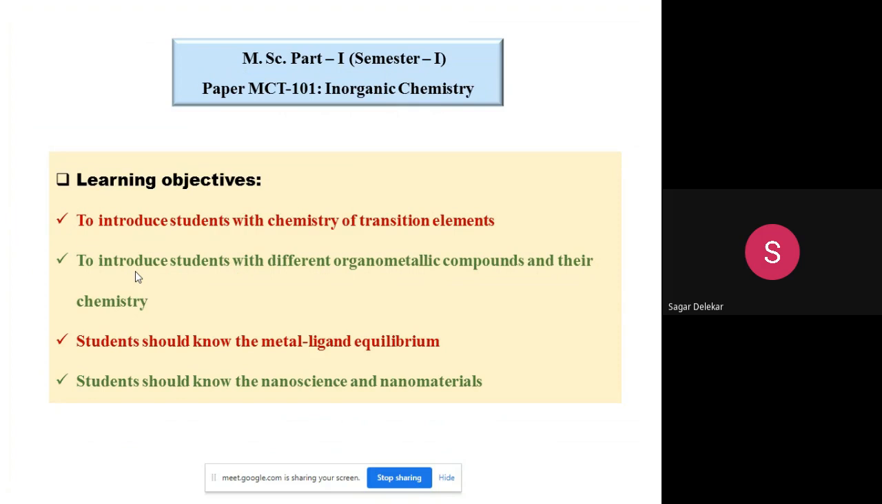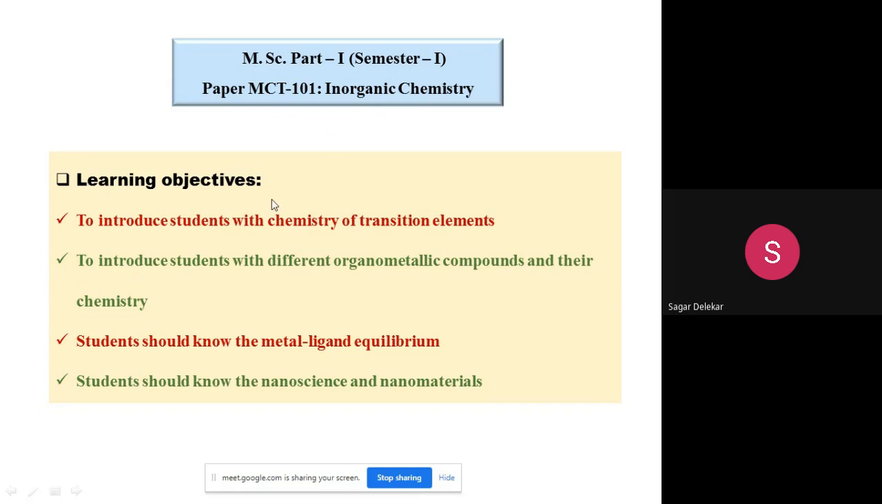As per the demand or needs of the students who want to cover the curriculum, if you look at the syllabus of different subjects throughout the universities, it is a choice based credit system, and it is also called outcome based learning. Because of that, whenever we frame the syllabus, we define the objectives initially, that is, what the learning objectives are, what things are to be gained from the particular paper. So let us see the learning objectives for the paper MCT 101 Inorganic Chemistry.